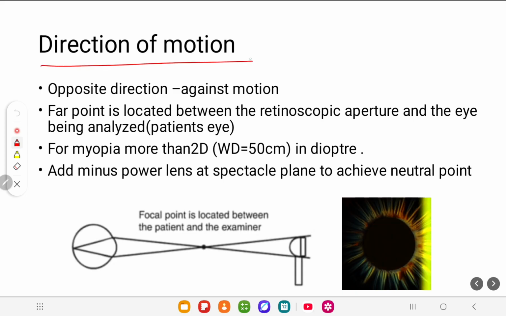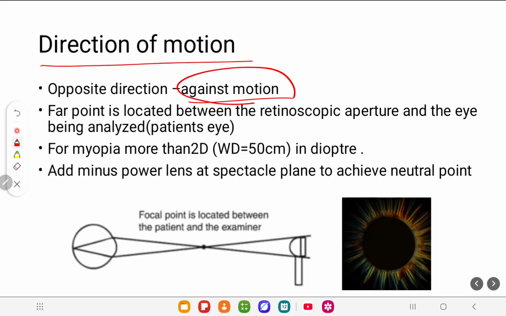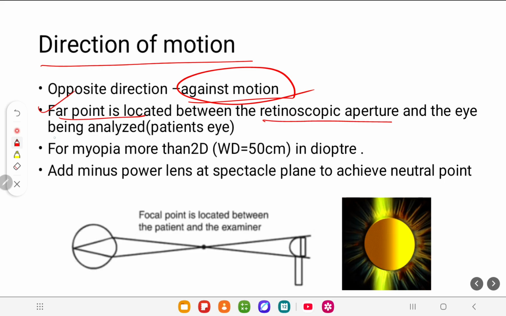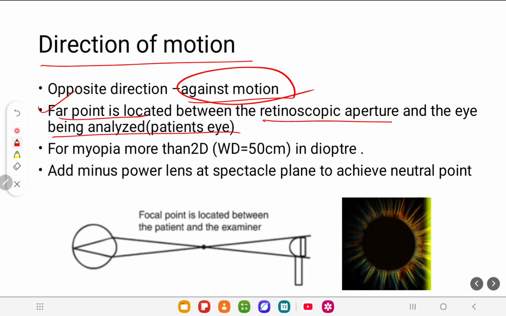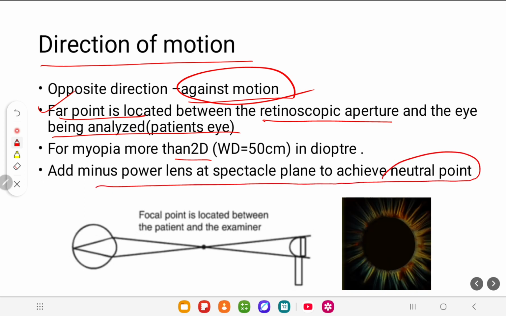So direction of motion, it's very simple. Opposite direction, against the motion, always in myopia greater than 2 diopter, or when the far point is located between the retinoscope and the object. That's the point. See, if the far point is located between the retinoscope aperture and the patient's eye, it's always against, no matter what. Okay, if myopia is more than 2 diopter. If myopia is less than 2 diopter, it will be with.